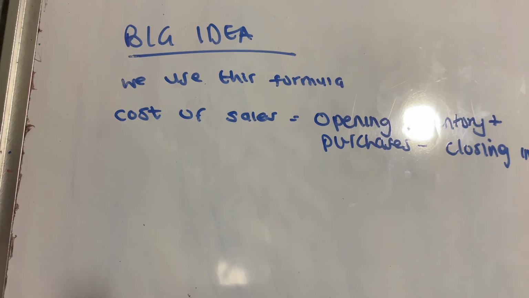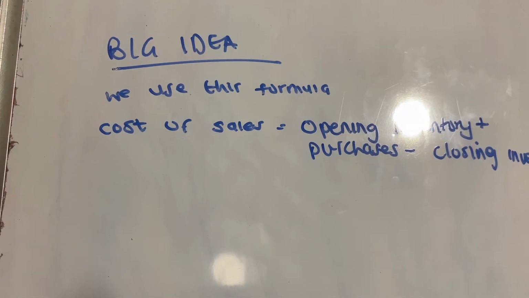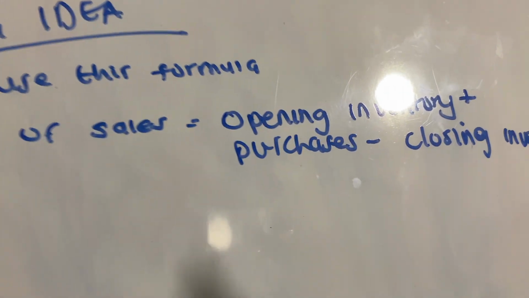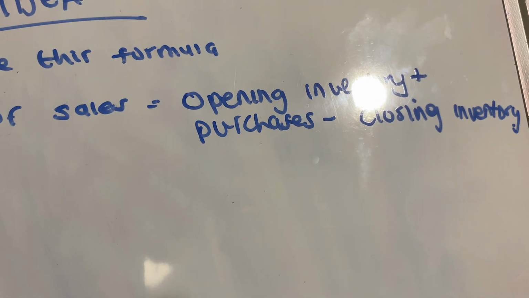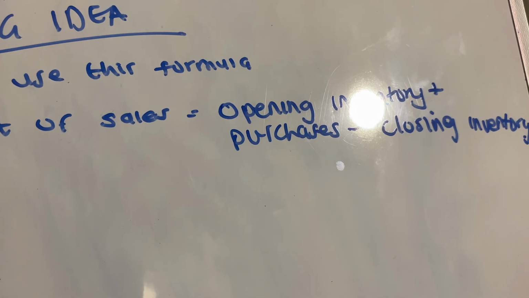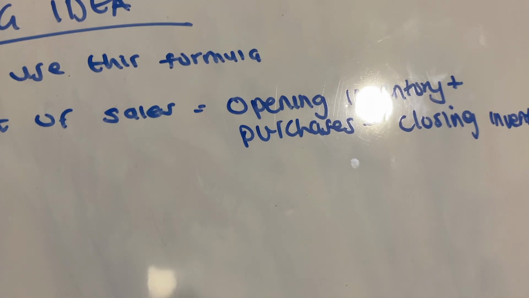This is the big idea. This formula is very important for the periodic inventory system, and it is: cost of sales is equal to opening inventory plus purchases minus closing inventory. When you are busy with the periodic inventory system, this is what you need to know.